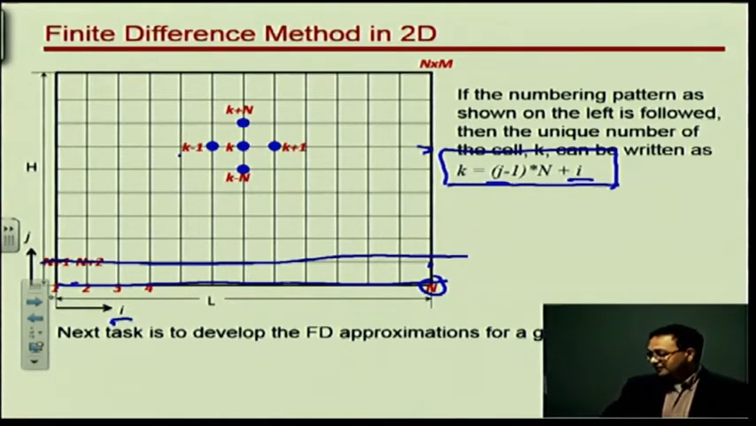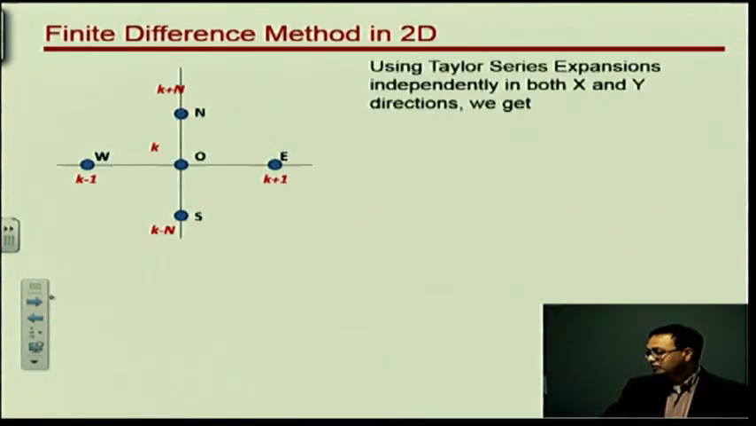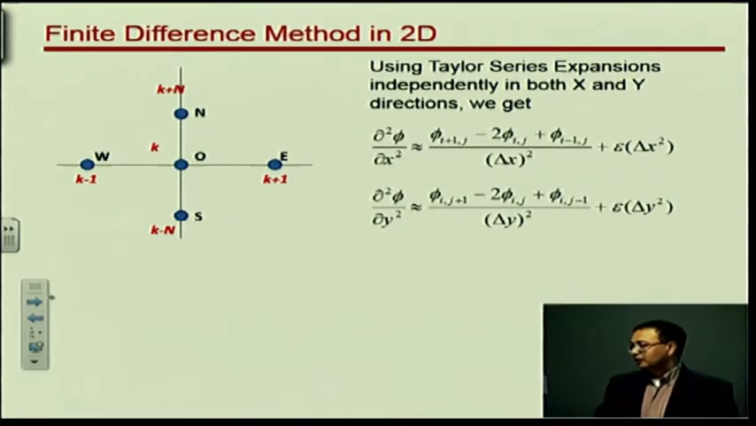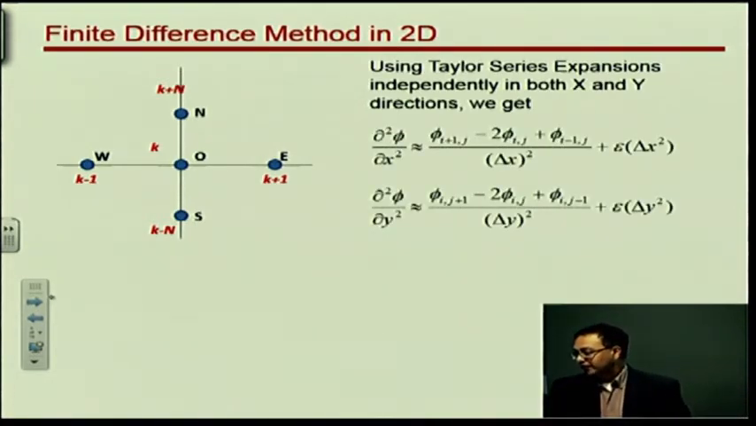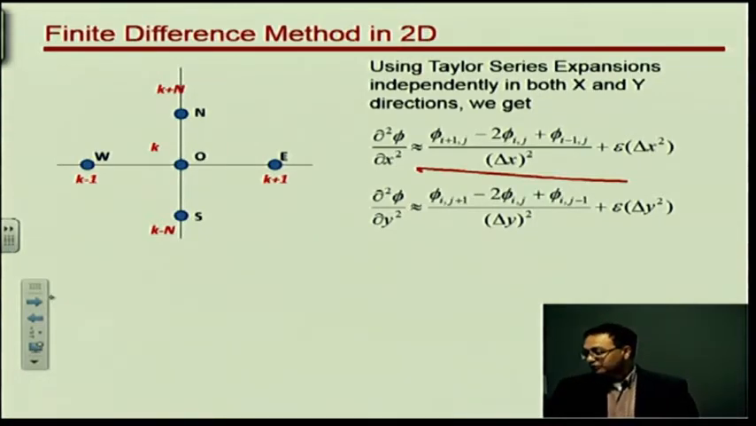So the next thing is to develop a finite difference approximation, obviously, for our derivatives. If this is our stencil, then this part we had already derived in class. This guy. We know that d square phi dx square is that plus an error of second order accuracy. Similarly, we can do a Taylor series expansion in the y direction, and we are going to get that.